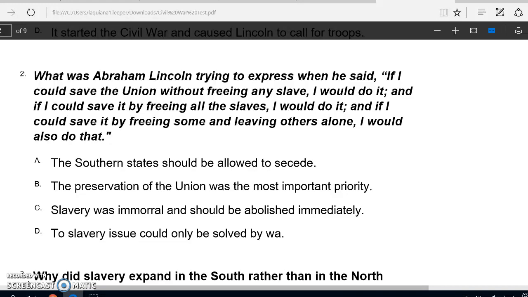A. The Southern states should be allowed to secede. B. The preservation of the Union was the most important priority. C. Slavery was immoral and should be abolished immediately. D. The slavery issue could only be solved by war.